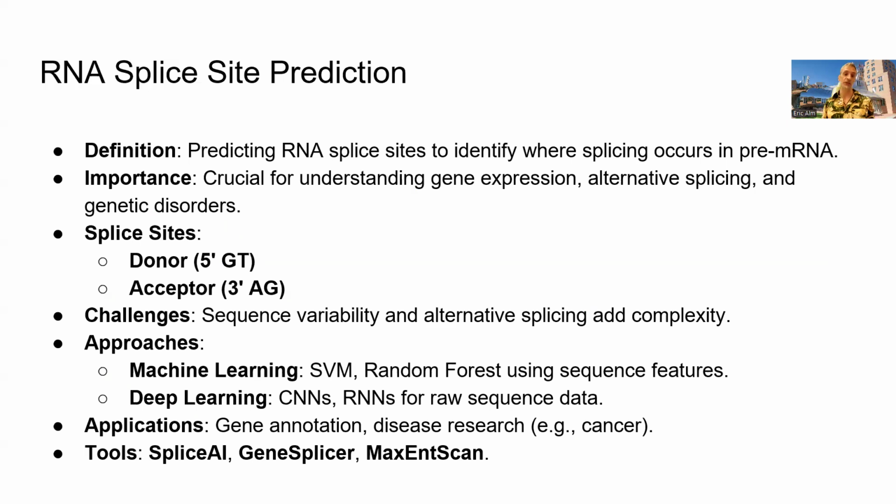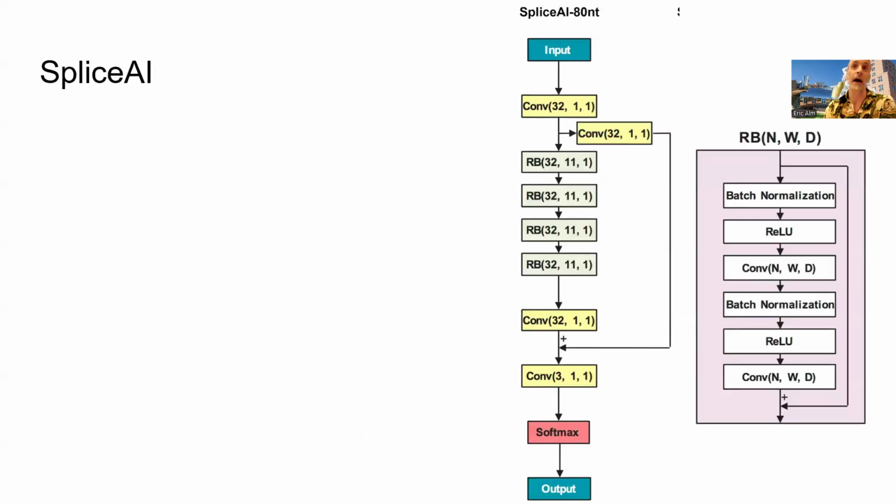I want to dive into one particular tool that I think when it came out, it really set the standard for prediction, and that's SpliceAI. SpliceAI is based on convolutional neural nets, and so there's an input DNA sequence that goes in. And then it goes into this convolutional layer. And I want to dive into that just a little bit, okay?